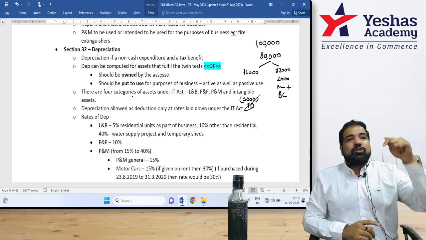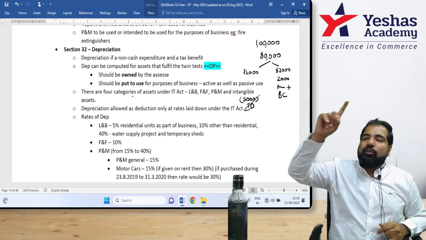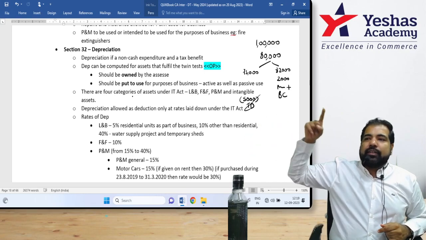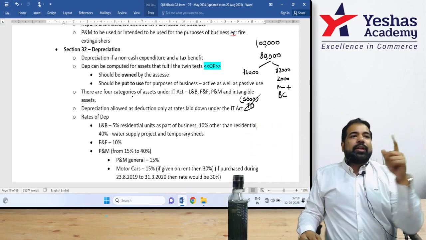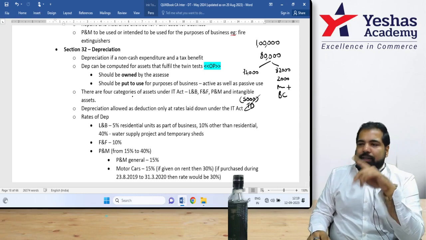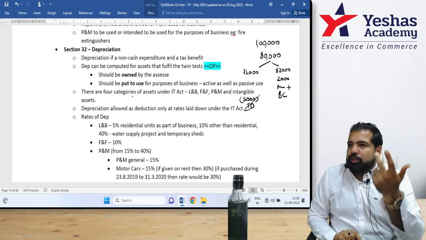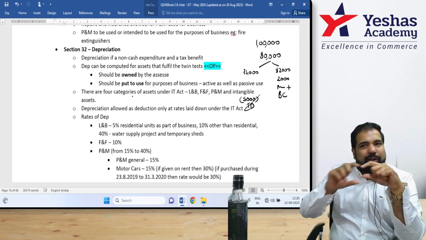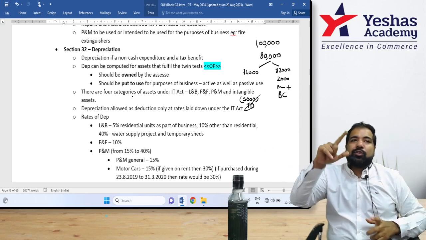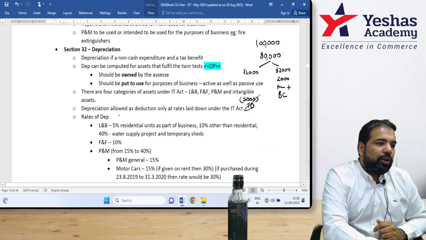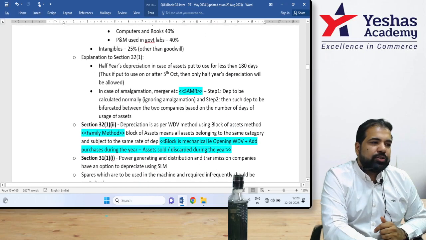Unless you purchase an asset and put it to use by 4th October, you will still get full year. But after 4th October, you will get half year because you're putting the asset to use for less than 180 days. Guys, can there be a sale, amalgamation, merger, reorganization? In that case, you calculate depreciation normally from whenever the asset was used and split based on number of days. All right. That is what it is. Explanation of section 32.